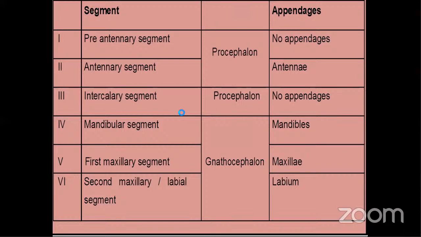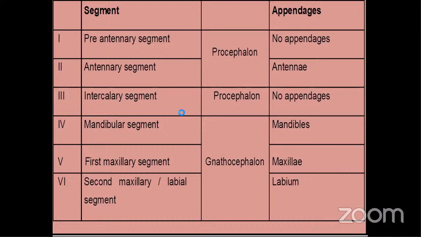After procephalon comes gnathocephalon. Gnatho means biting, meaning mandibles. The fourth segment is the mandibular segment, with mandibles as appendages. Next is the first maxillary segment, the fifth segment, where the maxilla will come. We will discuss those different parts later. Next, the sixth segment is the second maxillary segment or labial segment. From there, the labium will come. Labium, not labrum; labium is different.